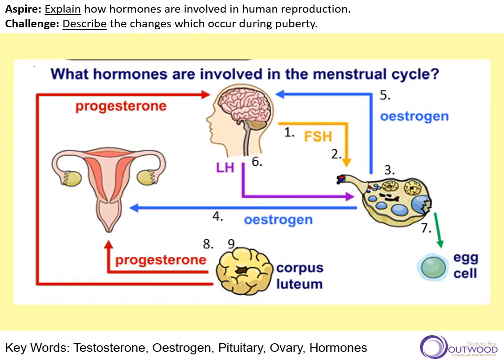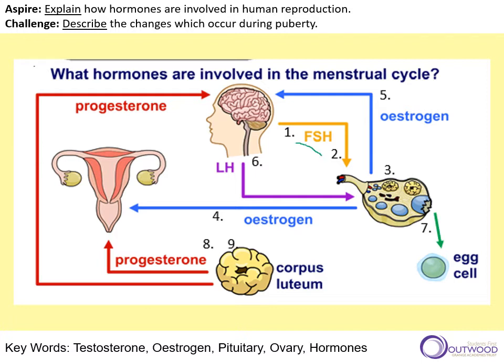So let's move on to something called the menstrual cycle, which occurs in females. Now, there's a complicated diagram in front of you with lots of numbers and a few words. Some words we know, some words we don't know. There are lots of keywords here, words that we need to be aware of. So we've got brain in the middle, as you can see, with the number 1, followed by something called FSH. You've got number 2.